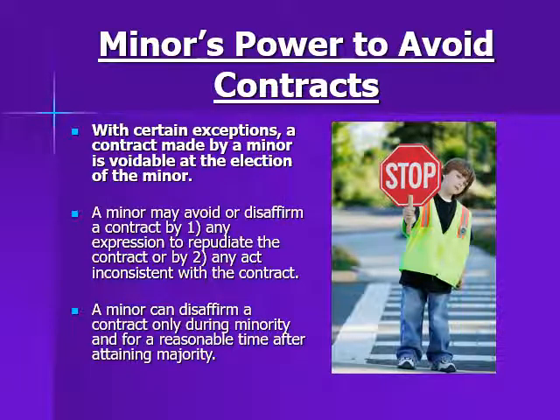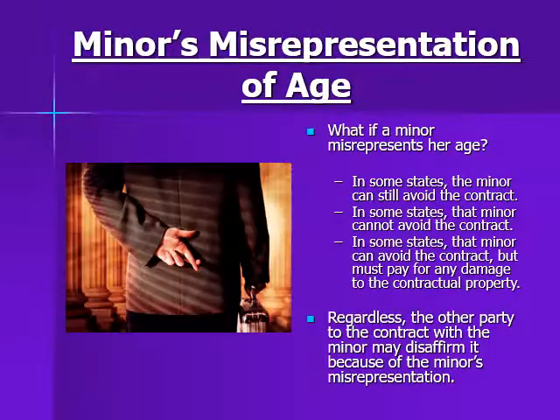So contracts that minors make are considered to be voidable as a general rule at the option of the minor. If a minor misrepresents their age, there are three different views. Some states say that the minor can still avoid or disaffirm the contract. Some states say the minor cannot disaffirm or avoid the contract. And some states say the minor can avoid or disaffirm the contract, but they are responsible for damages. If an adult deals with a minor who's misrepresented their age, the adult can get out of the contract based on fraud, not because of the minor's age, but because it constitutes fraud.